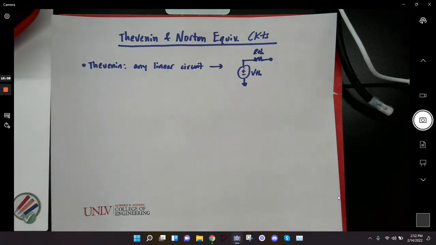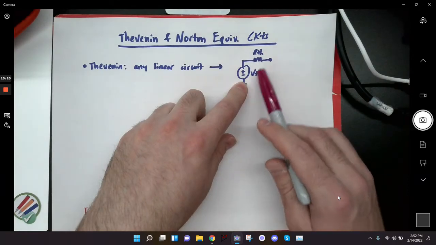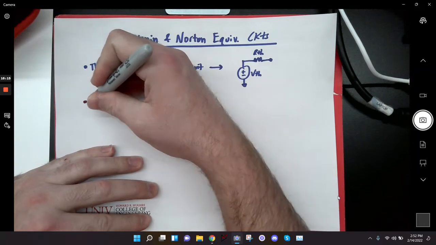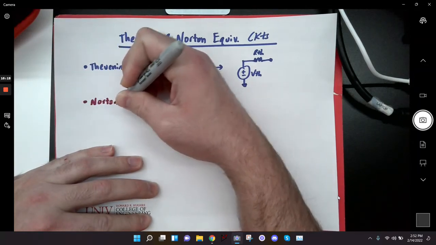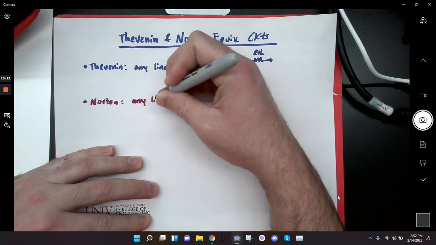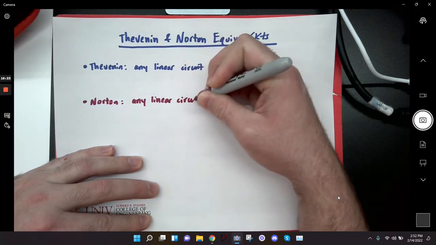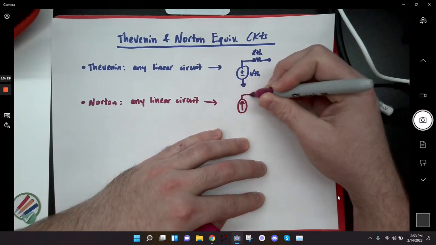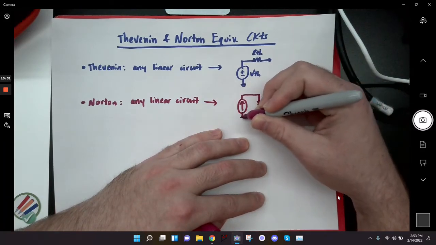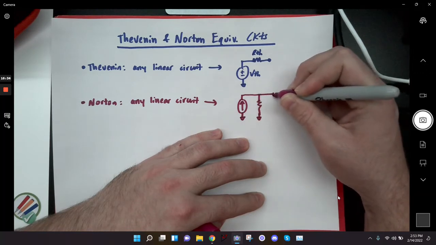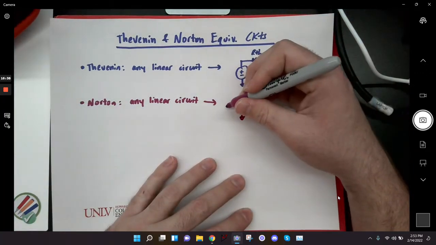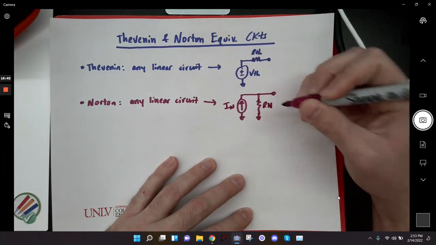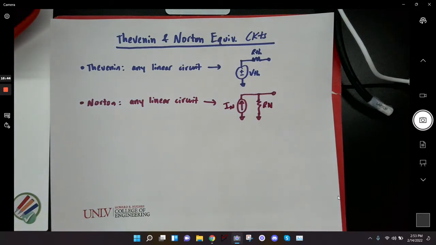So that's Thevenin's theorem. Any linear circuit can be replaced by a voltage source in series with a resistor, okay? No matter how complicated. Norton has a very similar theorem. He says any linear circuit can be replaced by a current source in parallel with a resistor. Okay? And now this is going to be called my Norton current, and this will be called my Norton resistance. Okay?